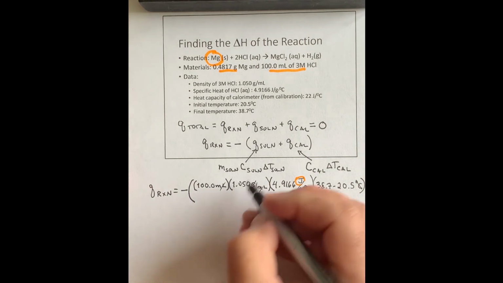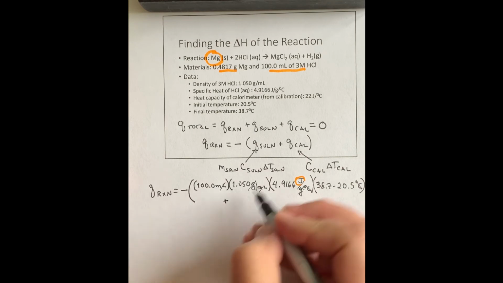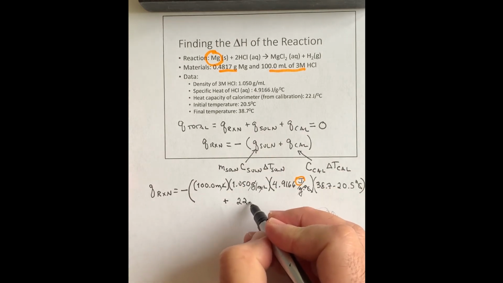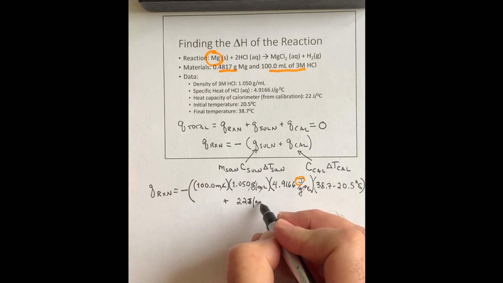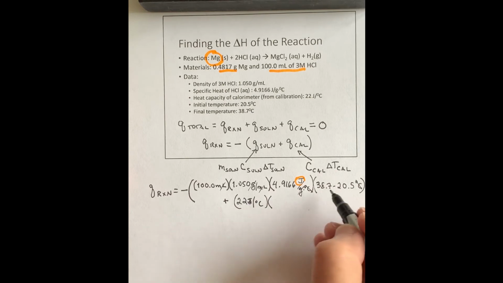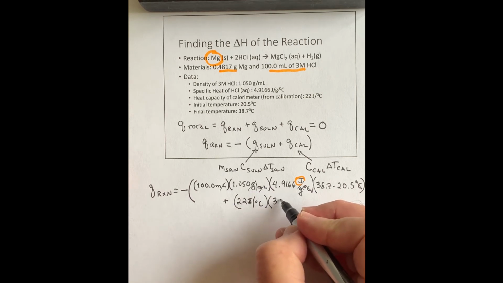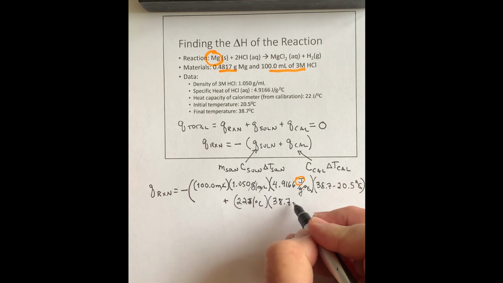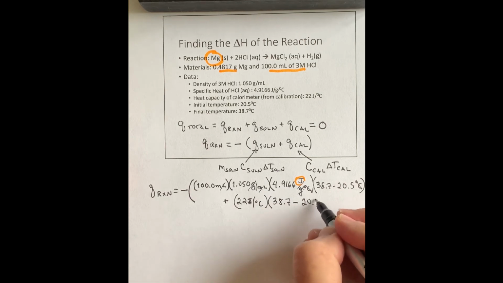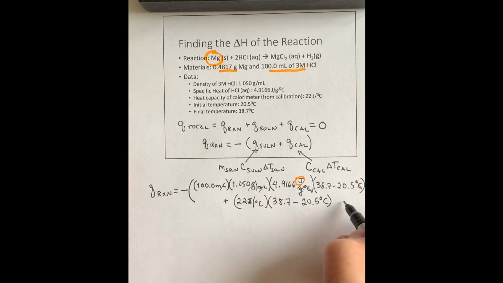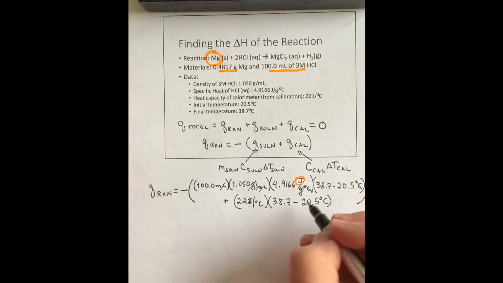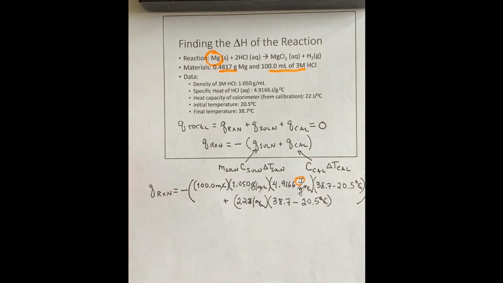Now, the other component of this was the heat of the calorimeter. So we established that we had 22 joules per degree Celsius. That's the heat capacity of the calorimeter. The temperature change is the same. In other words, the temperature change happens inside the calorimeter, so we assume that both the calorimeter and the solution ended up at the same final temperature, 38.7 minus 20.5 degrees Celsius. Let's close this big parenthesis here, and again degrees Celsius cancels out, and so we are left with joules.